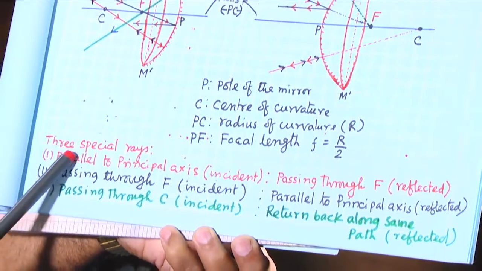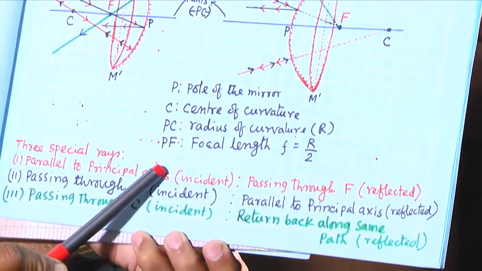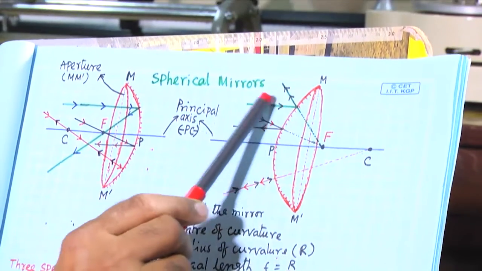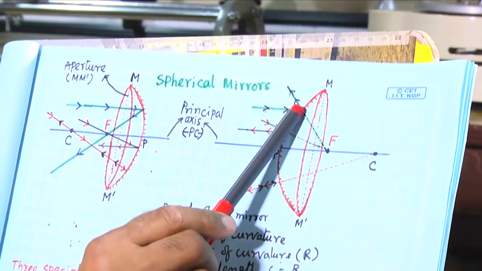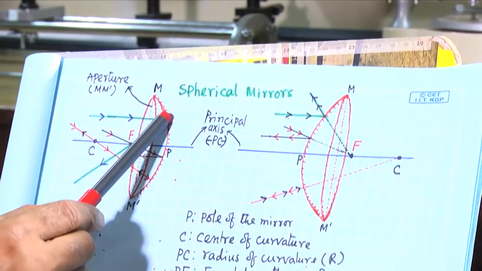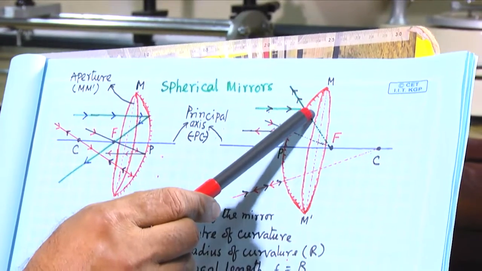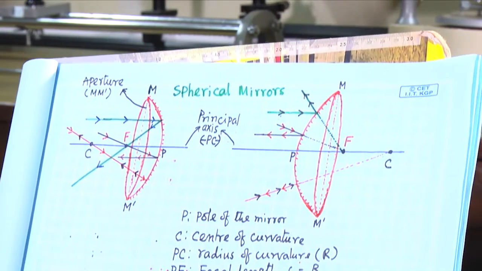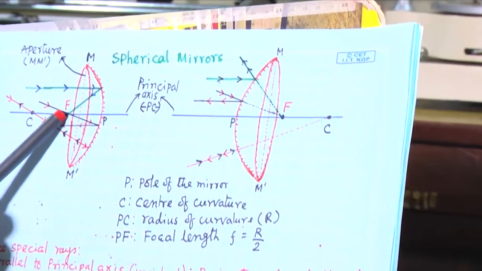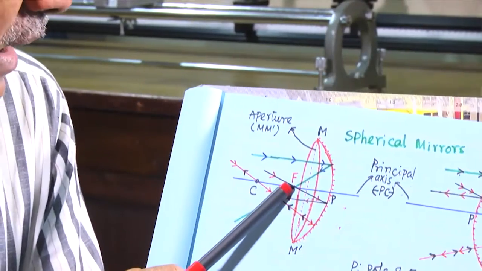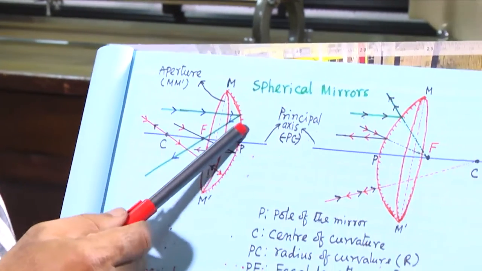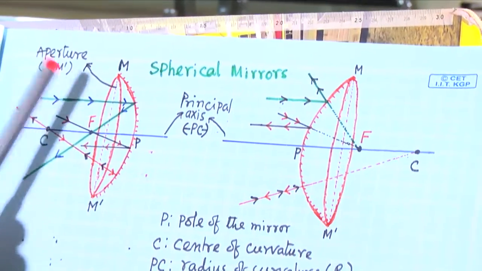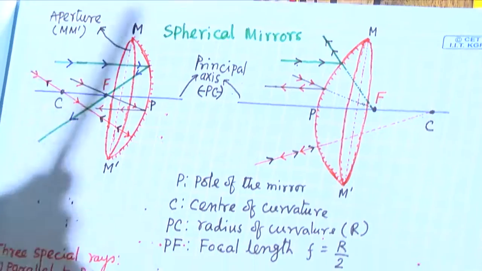One ray is the incident ray parallel to the principal axis. Okay. So, this reflected one will pass through a point F, which is called the focal point. So, this is one rule we will follow for drawing the ray diagram.